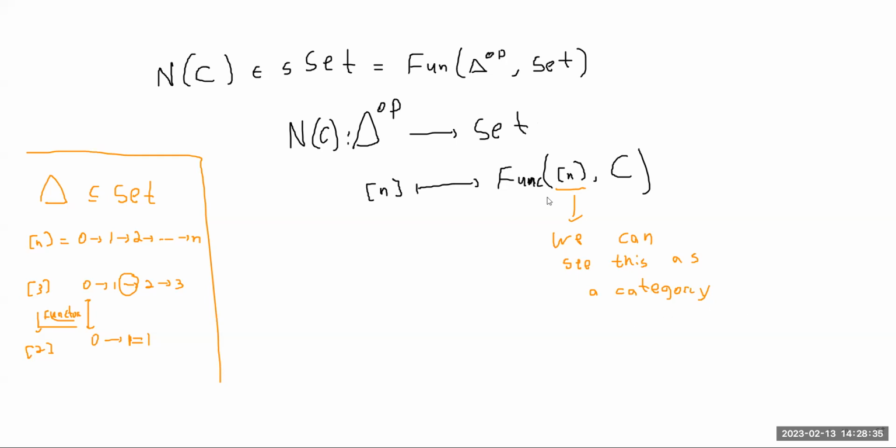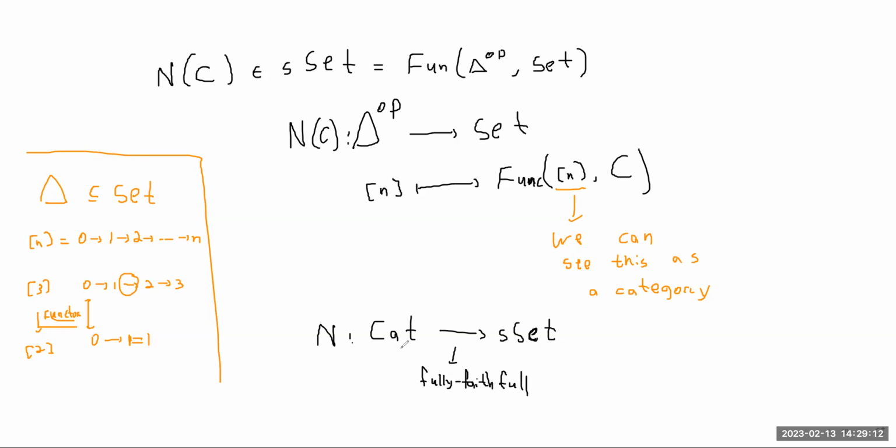But here it's easy to see why this description is good, because it shows that the nerve is a functor from the world of small categories, let's call it Scat, small categories, to simplicial sets. And this functor actually is fully faithful. We will talk about this next time, but it's good that it's fully faithful.